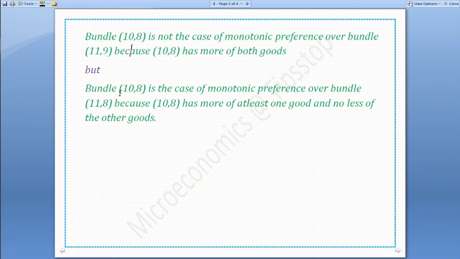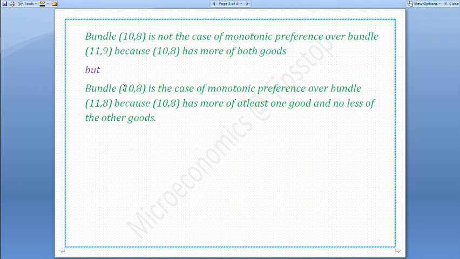if you have this bundle, so to say, 10 of bananas and 8 of mangoes, it's not the case of monotonic preference over the bundle 11 and 9, because 11 and 9 has more of both goods. Here 10 of mangoes in this bundle and 8 of bananas, whereas here you have more from 10 to 11 and at the same time of bananas from 8 to 9. So it is not monotonic.